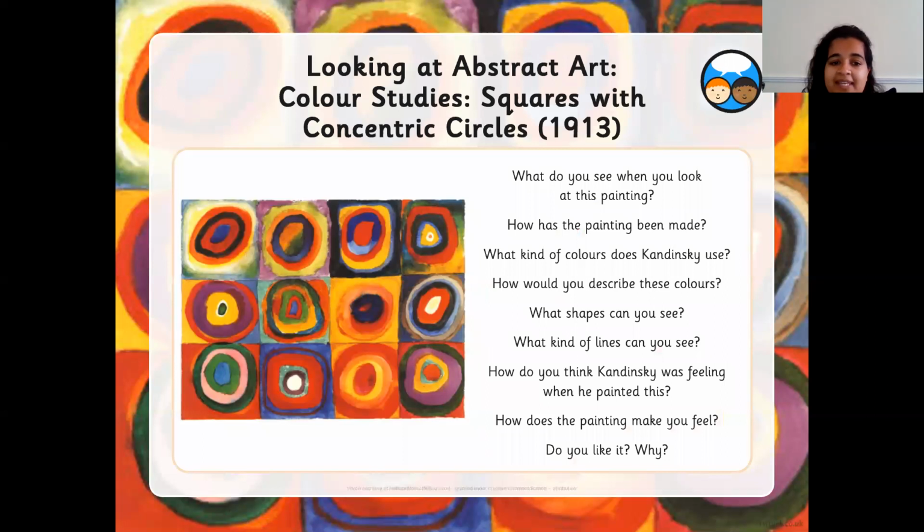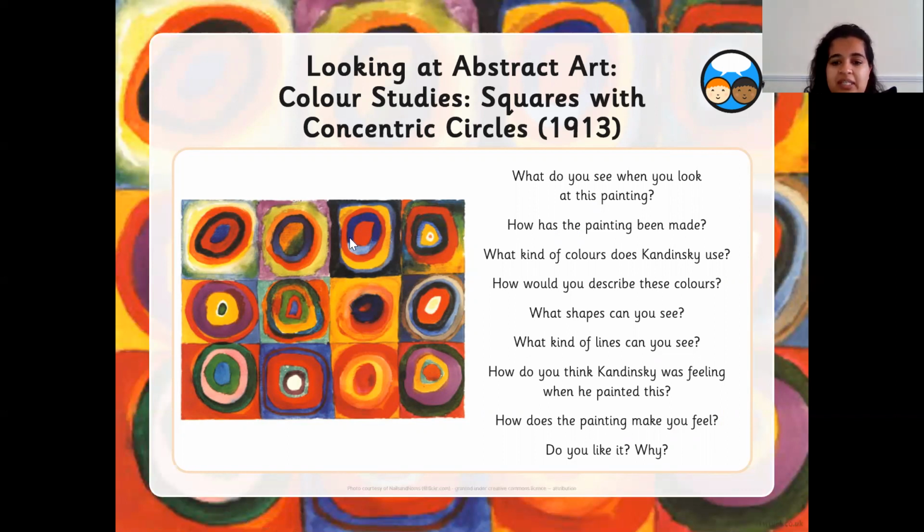As you are making this picture, I want you to think about how it's been made. What colors did he use? So what colors will you use? How would you describe these colors? Are they warm? Are they cool? Are they shades? Are they tints? So shades is when it gets darker, tints is when it gets lighter. Are they primary colors, red, yellow, and blue? Or are they secondary colors?